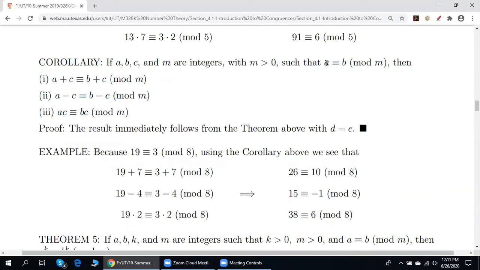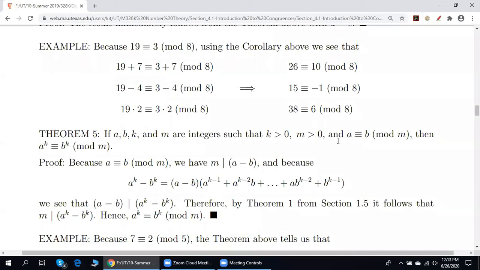In short, if A is congruent to B modulo M, we can add to both sides C. We can subtract from both sides C. We can multiply both sides by C. And here's an example. 19 is congruent to 3 modulo 8. Therefore, 19 plus 7 is congruent to 3 plus 7 modulo 8. 19 minus 4 is congruent to 3 minus 4 modulo 8. 19 times 2 is congruent to 3 times 2 modulo 8.